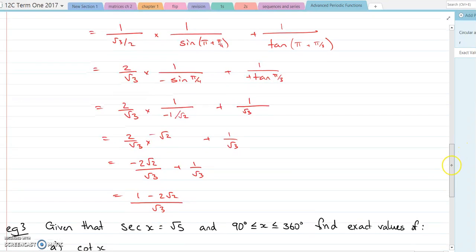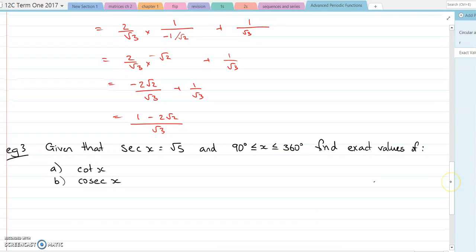Okie dokie. Next one. Given that secant of x is square root 5 and x is between 90 and 360. This could be anywhere from quadrant 2, 3, or 4. Find exact values of these things. Let's see if we can narrow that quadrant down.